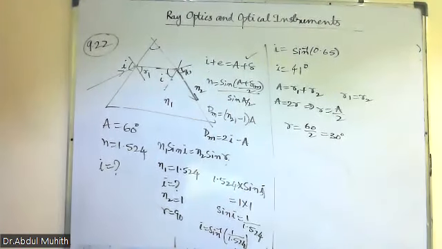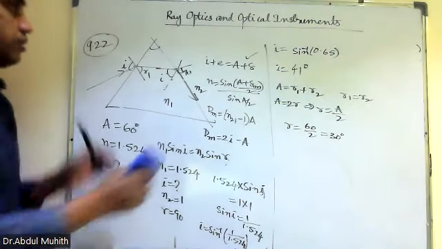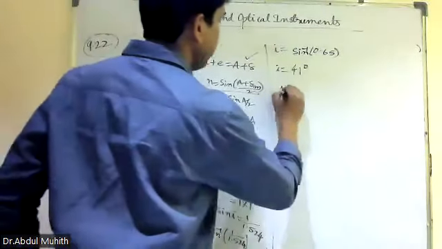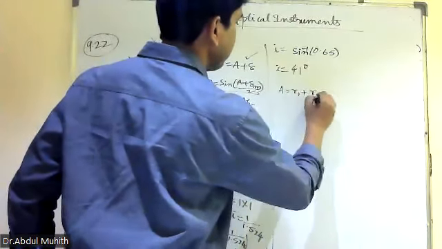41 degrees. So A is equal to R1 plus R2. We'll do this part. Here, A is equal to what? R1 plus R2.